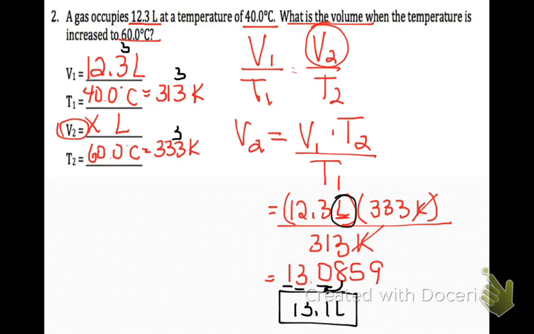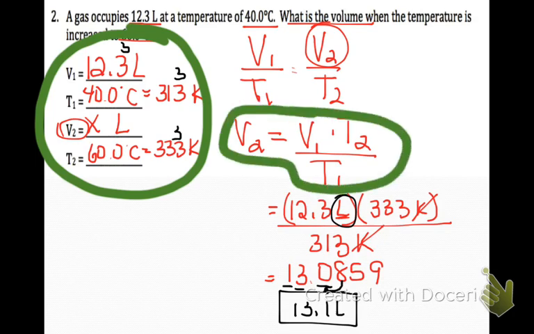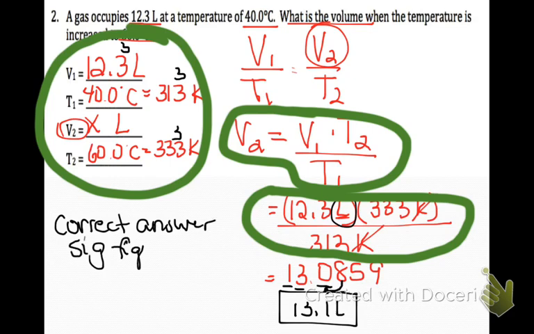So 13.1 liters. Again, you get points for having your plugged in values correctly, your rearranged equation, your plugged in equations, and then you get points for having your correct answer in correct sig figs, with correct units, and a box. Okay, so don't miss out on any of these points, okay?